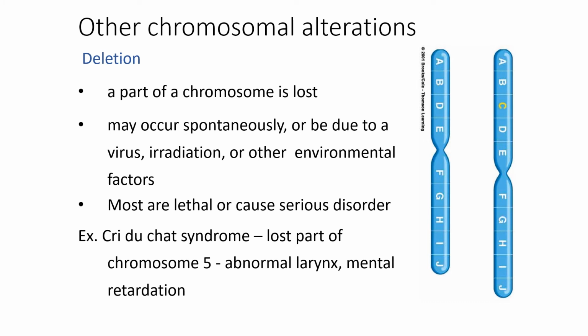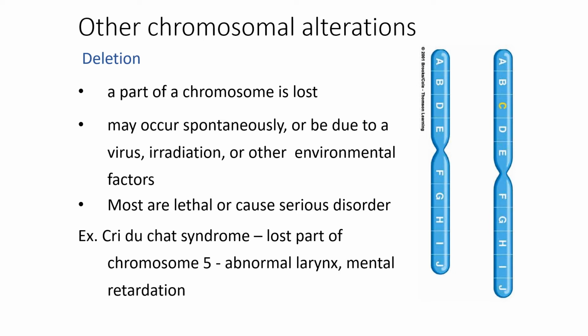So not only could you have extra chromosomes or missing some chromosomes, it's also possible to have other alterations in the chromosomes themselves. One of the things that could happen is you could have a deletion in a part of the chromosome. So not the whole chromosome is missing in this case. You just might have a piece of it that has broken off and has been lost.